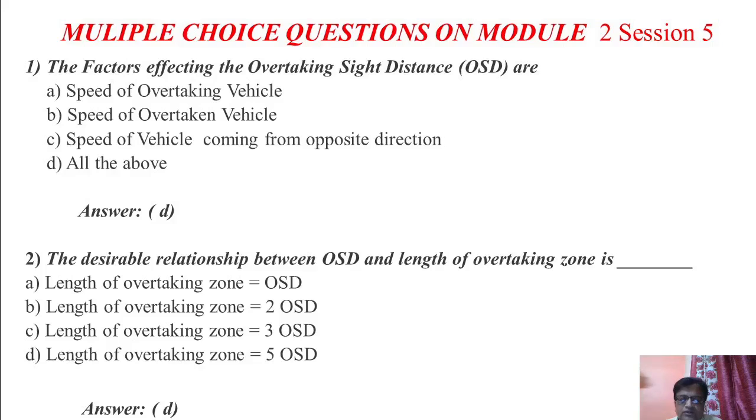Second question. The desirable relationship between OSD and the length of overtaking zone is OSD, 2 times OSD, 3 times OSD, or 5 times OSD. So it is the 5 times OSD. So minimum is 3, but desirable is 5. So the answer is D.